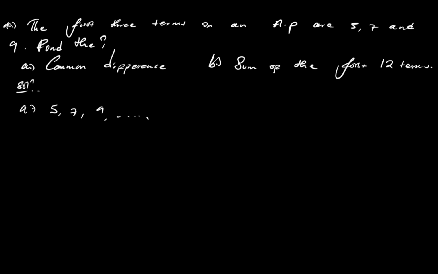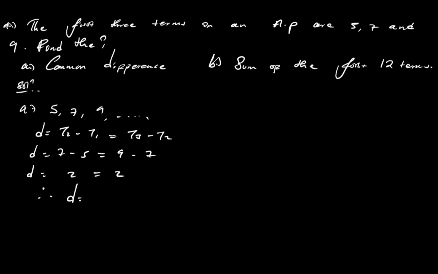And obviously this keeps on going. So to find the common difference, d, we need to say term 2 minus term 1 is equal to term 3 minus term 2. So d is equal to term 2, which is 7 minus 5, being equal to 9 minus 7. So d is equal to 2. Therefore, we can say that the common difference d is just 2.